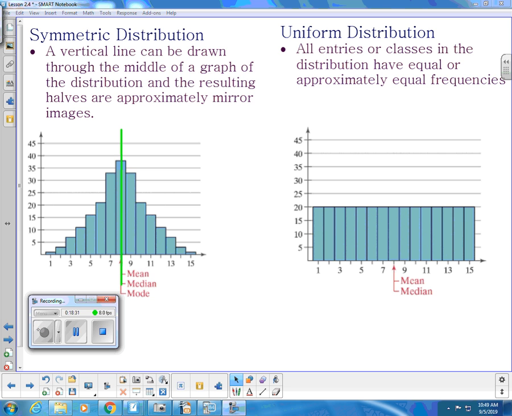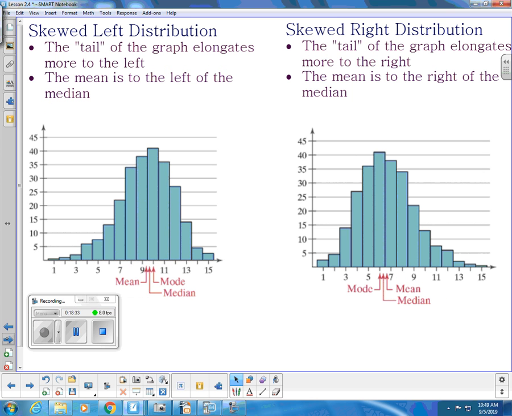Okay, the next and last two are skewed distributions. So if it's skewed to the left, and people get confused about this all the time, that means the tail end, the low guys, are on the left side. It doesn't mean the bulk of the graph is on the left. The bulk of the graph is actually going to be on the right. If it's left skewed, the little tail will be to the left. The mean is to the left of the median. So if you have any kind of outlier things, it's going to be on the left side.